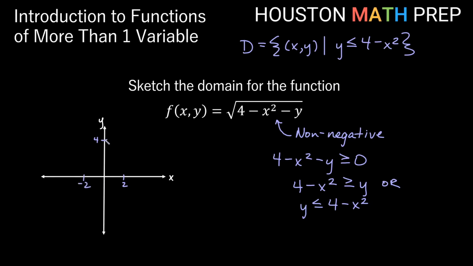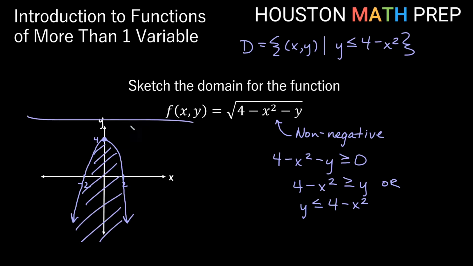So we'll have a parabola, vertex at 0, 4, that goes through those 2 and negative 2 points on the x-axis. And so that is part of the domain because we have our equal to here. The less than part, that's going to be all the points that are below that in terms of y. So we'll actually be shading below this parabola instead of above. And so that is our domain in the xy plane for this function of x and y.